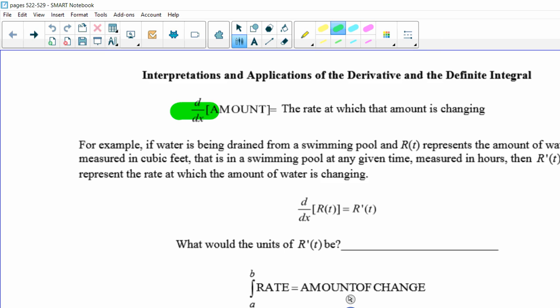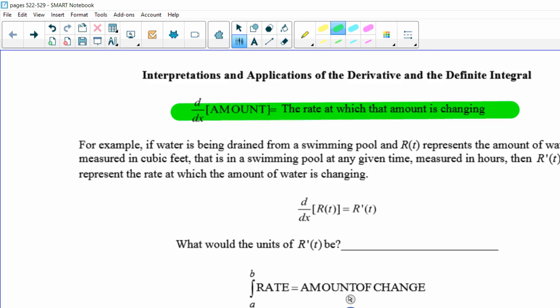If you take the derivative of an amount, you get the rate at which that amount is changing. If I take the derivative of position, what do I get? What's the derivative of position? Velocity. If I take the derivative of your position, I get velocity, which is the rate at which the position is changing. Don't get mixed up on the difference between what a derivative does and what an integral does.